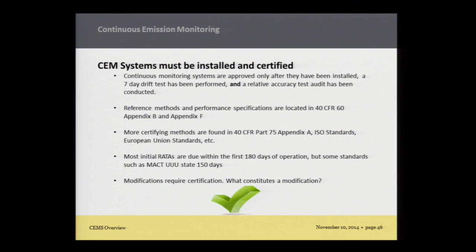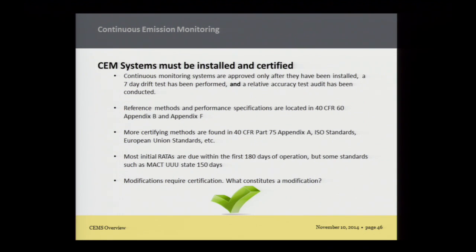So the CEMS systems must be installed and certified. A continuous monitoring system is approved only after it has been installed, a 7-day drift test has been performed, and you've passed the RATA. And typically that has to be done within 180 days. A lot of times that's driven by your permit, but some MACTs you have to watch, like MACT UUU for refineries, for sulfur recovery plants, gives you 150 days. So you've got to check the rules sometimes, because a lot of times your permit may even say 180, but there may be a driver outside of that that's a little shorter. It won't go longer than 180 days, typically.